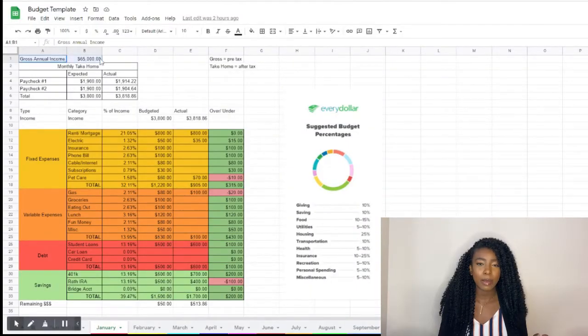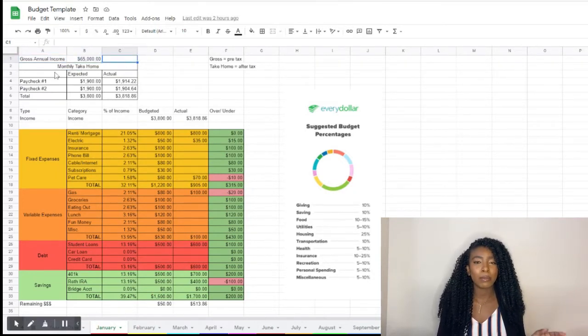So at the very top of my budget is my gross annual income. Mine is around $65,000, but I do get paid hourly, so I love overtime. I can choose to work a little more if I need the money and get paid a little more too.